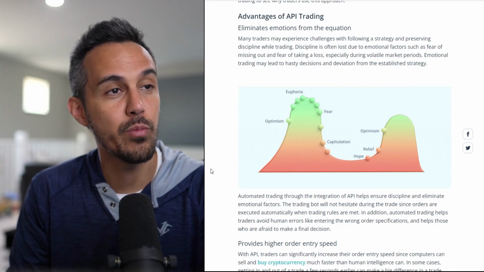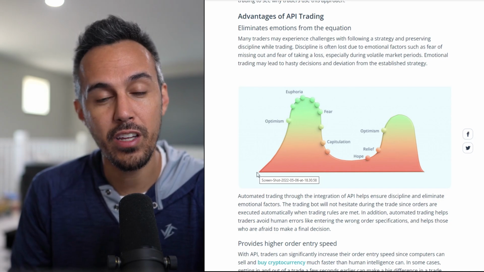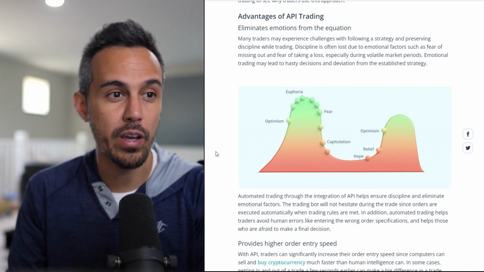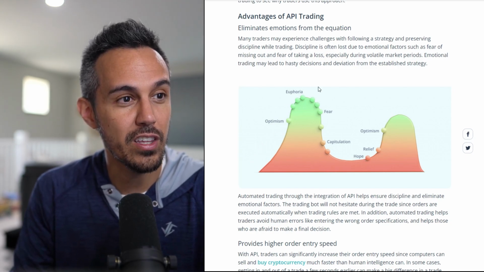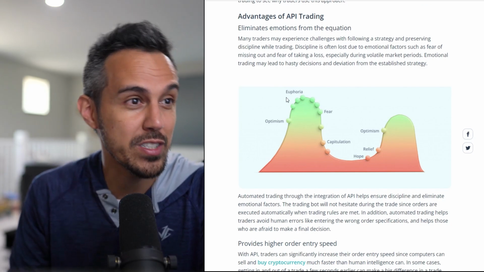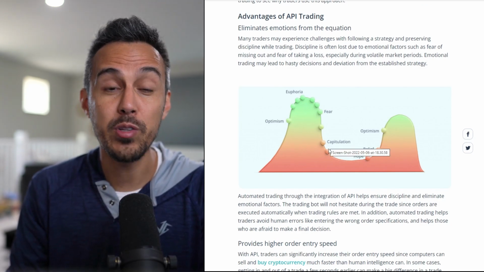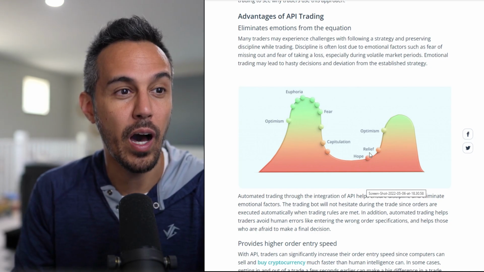It eliminates emotions from the equation. So the idea is when we're watching a project that we're interested in, obviously we're trying to figure out, okay, do you want to buy, do you want to sell? And they have this cool chart that talks about the different stages we go through: optimism, euphoria, fear, capitulation, optimism, hope, relief, and optimism.